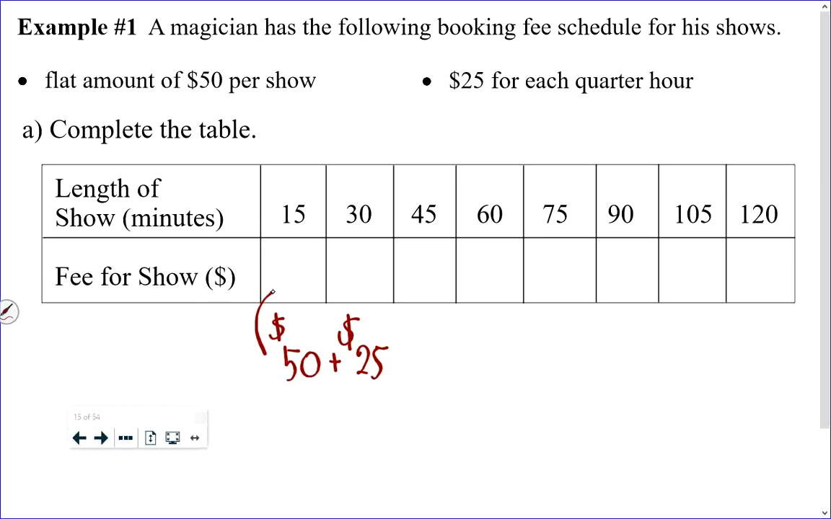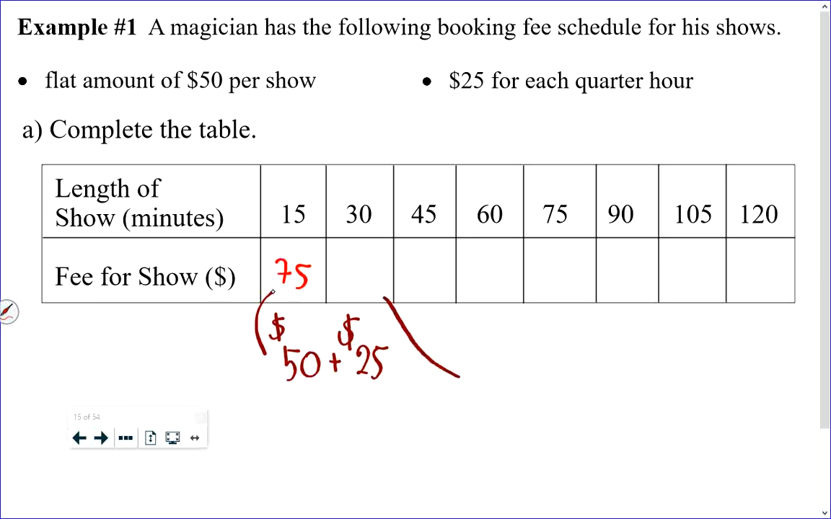At $50, that's a flat fee. Why does the magician charge that? Well, you know what that might be? That might be travel costs. It might be supplies that he needs no matter how long the show is. There are some fixed things that he needs to cover. So that gives us $75. And I've already got the dollars here in brackets beside the fee for the show, so I don't need to write dollars each time. Now, I could do the same thing here for this next one, right?